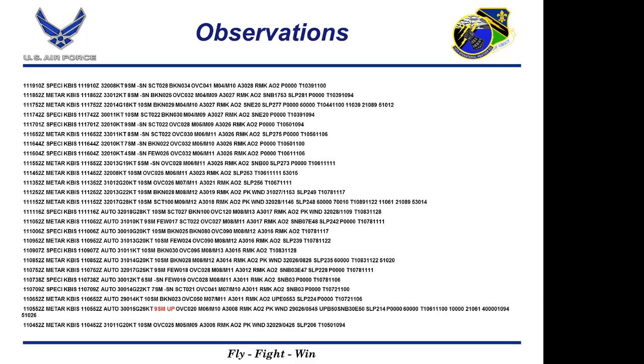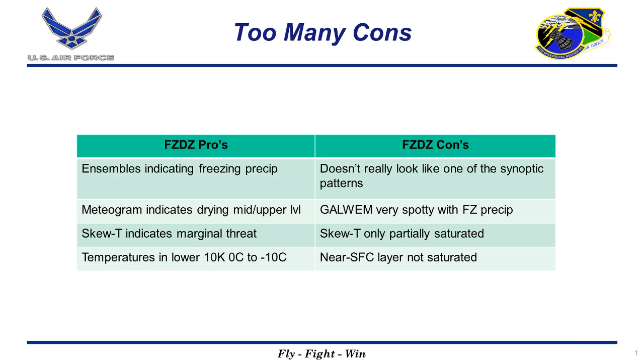Although there was one report of unknown precipitation near 6Z, as indicated in red, which can be an indication of a changing precipitation type, overall this remained a snow event. In this scenario, there were just too many things to overcome. It wasn't a typical post-frontal pattern. Galwin was pretty spotty with freezing precipitation forecasts. The skew-Ts indicated only partial saturation, and near-surface layer was too dry.